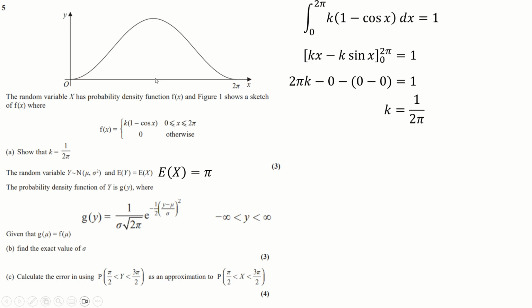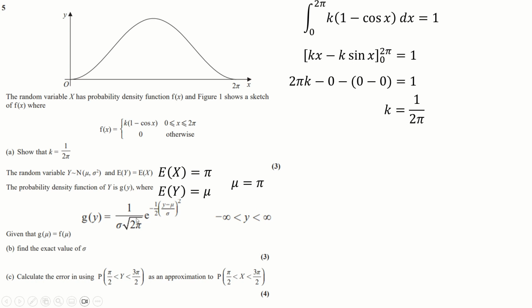Now you could do some calculus to prove that, but it's only 3 marks here, so I think we're good to assume that we can just state symmetry makes E of X pi. Now, of course, I've already said E of Y is mu, which means mu is equal to pi, and that means when we get down to here, we're answering the question: g of pi equals f of pi. So let's put pi into g.